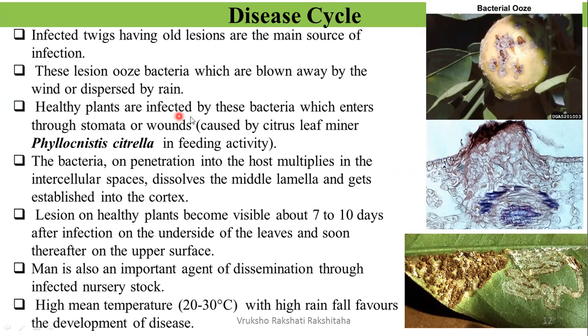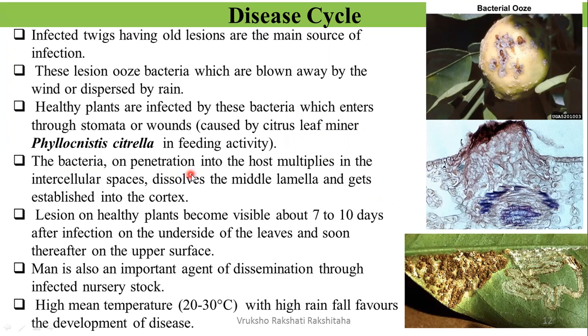Healthy plants are then infected by this bacteria, which then enter through the stomata or the wounds which are caused by citrus leaf miner, that is Phyllocnistis citrella, during the feeding activity. So here is a pic showing the bacteria entering the healthy plant through the stomata, and this is a pic of the leaf where the wounds have been caused by the citrus leaf miner.